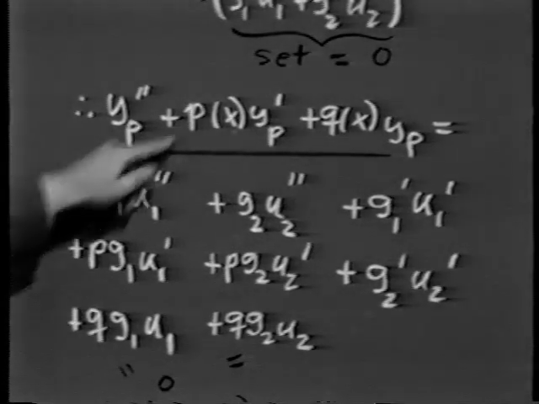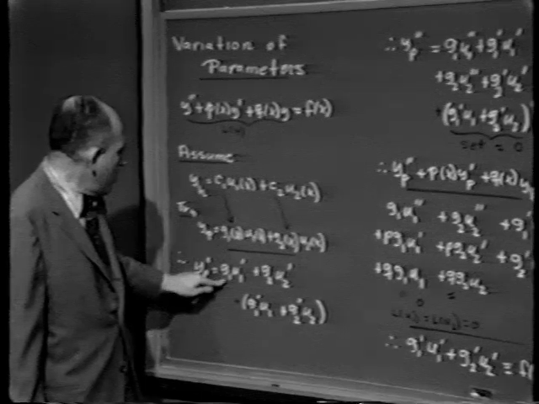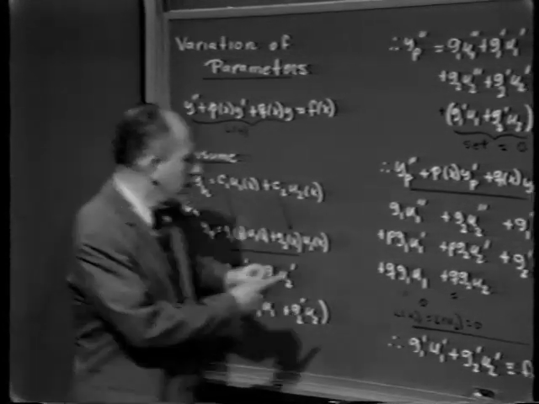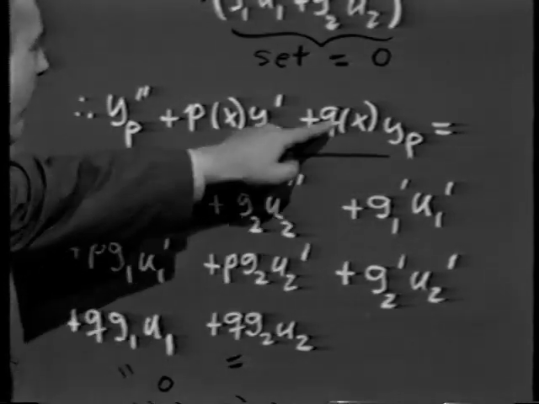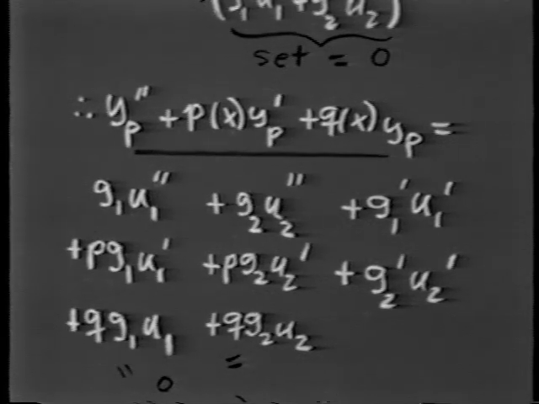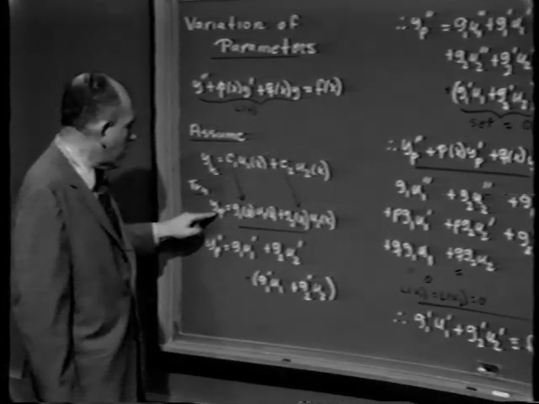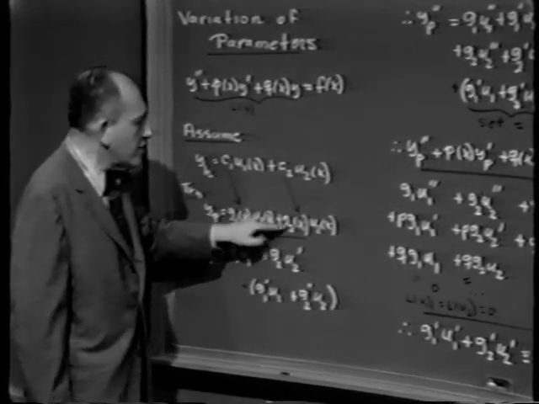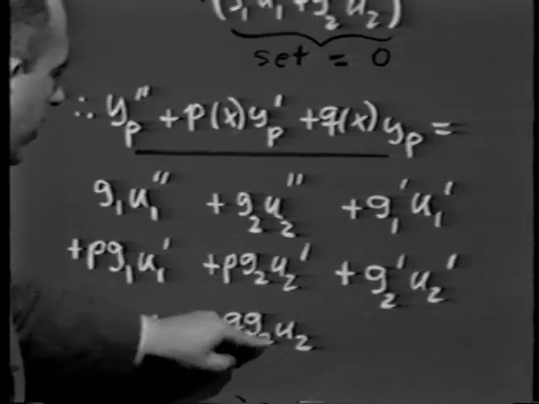Now, from the p of x yp prime term, this will give me what? P G1 U1 prime plus P G2 U2 prime. And finally the Q times y sub p term. Remember what y sub p is. Q times that will give me what? Q G1 U1 plus Q G2 U2.